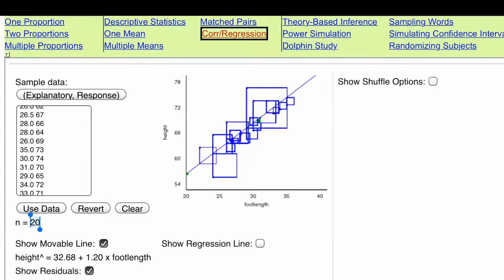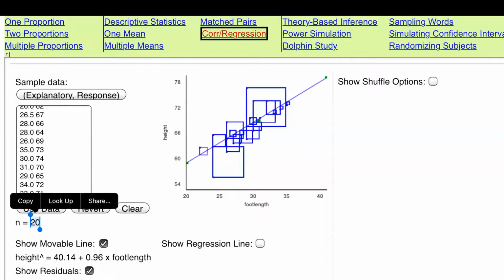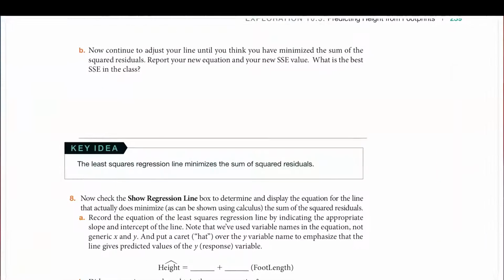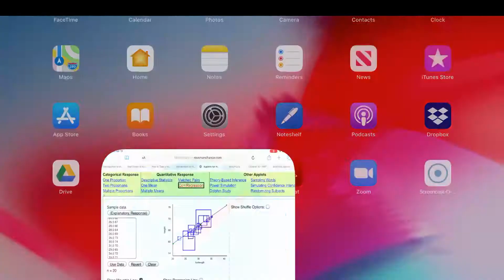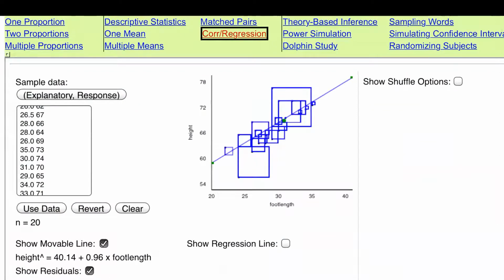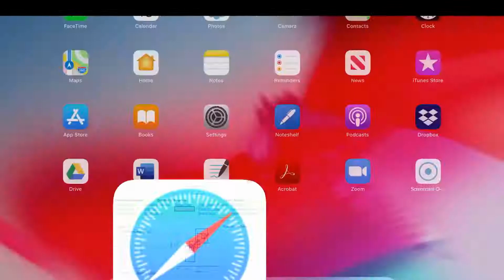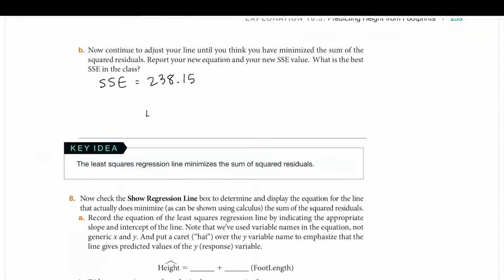So I'm going to go back to the applet and try as best I can, it's hard on my tablet, to grab this line, and as I move it, I'm looking at this show squared residuals number, and I see it's changing, it's going down, then it's going up, and it looks like the smallest I could get is 238.15. I think that's the best I can do. So I'm going to write that down here. 238.15 for my SSE. And again, I don't know if anybody got lower.